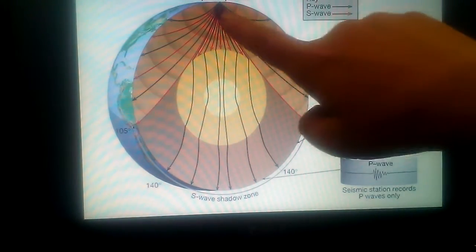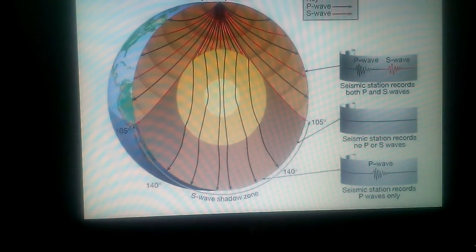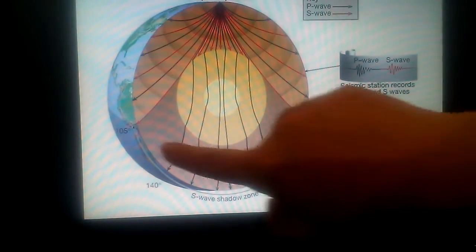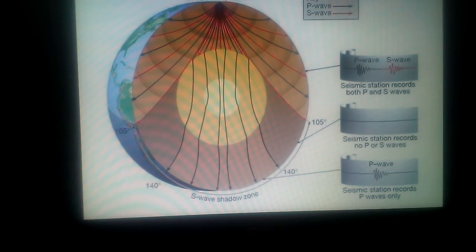The black ones are your P waves, and they're actually able to move through the outer core, but they bend or refract as they move through. So what it creates is an area on Earth. There's a couple points on Earth that wouldn't detect the actual earthquake.